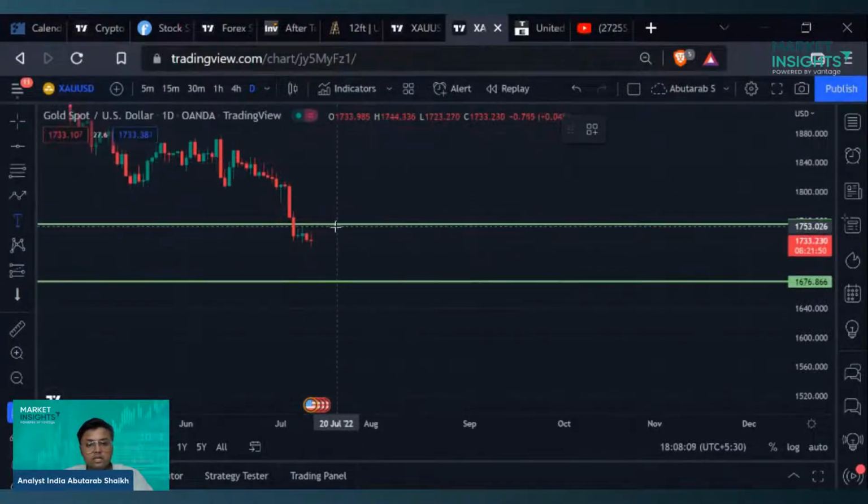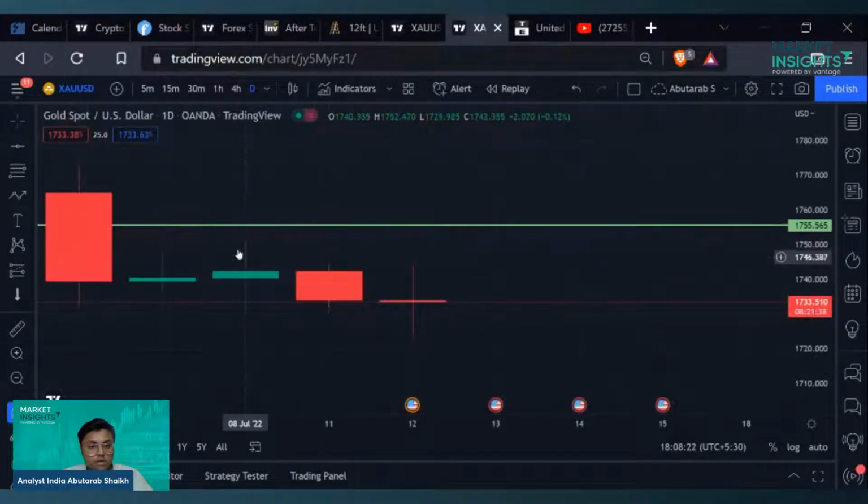Okay. This line of 1755, what are we going to do about this 1755 line? This will get converted into a resistance, obviously, for obvious reasons I've just taught you right now. Look at this. It is going back to 1751. It has retraced back itself.